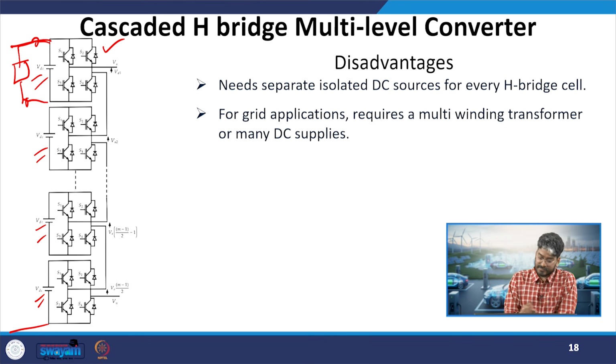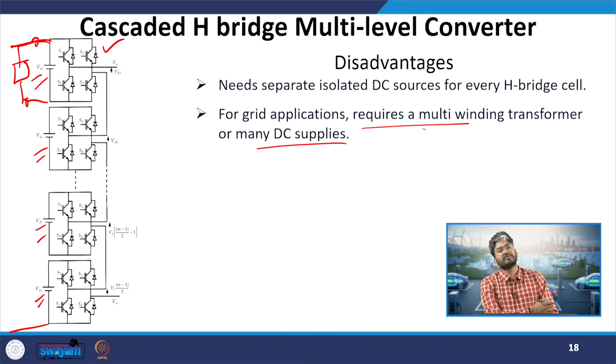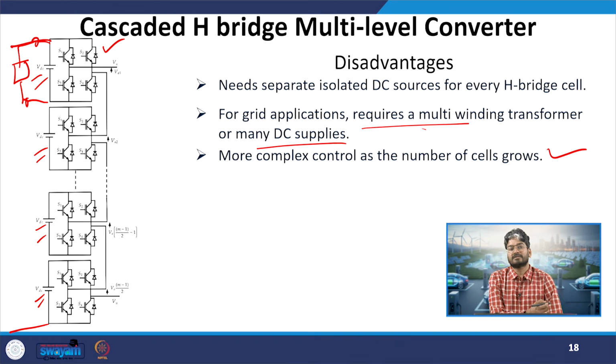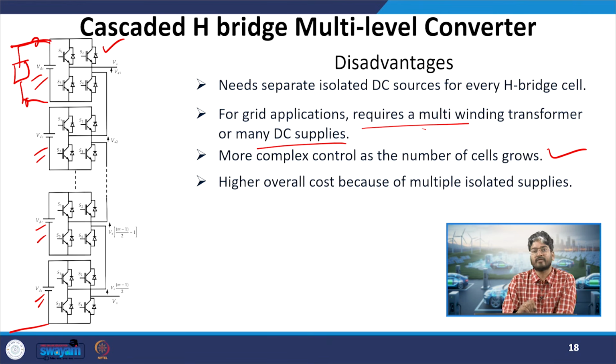So for grid connection applications, it requires a multi-winding transformer or many DC supplies. That's why it was not popularly used in the olden times, but now after the electric vehicle has gained its importance, this circuit has been used in electric vehicle applications. More complex control as the number of levels increases, because I have to maintain the individual DC link voltages. If they are from PV or some other source, we have to maintain the voltage. So the control becomes more and more complex because we have redundant combinations based on the online parameters. We have to select one particular switching combination.